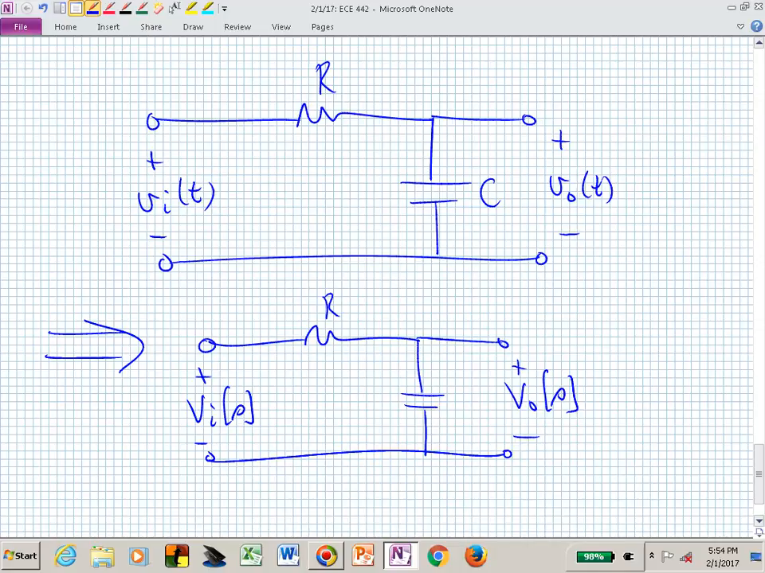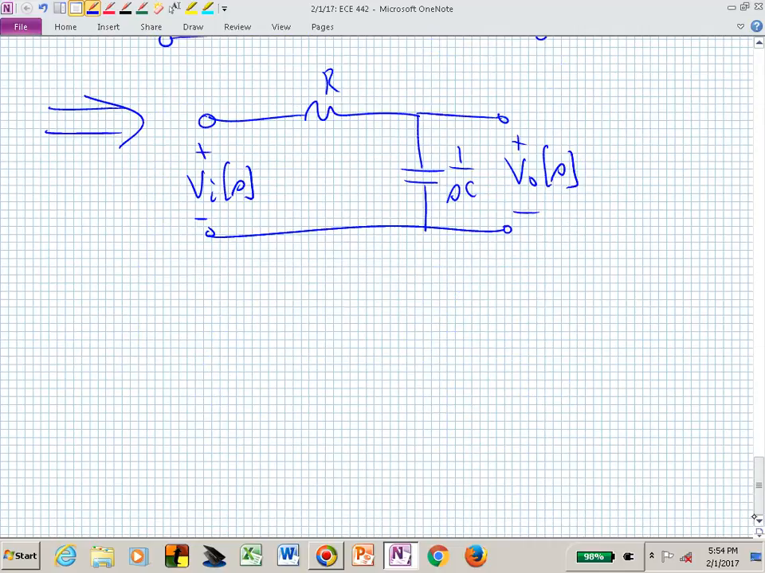What's the impedance of a capacitor? 1 over SC. And we can analyze this with our favorite technique. If somebody wants to do a voltage divider, that's fine. Or if you don't remember how to apply a voltage divider, that's fine also. You can apply KVL. Any favorite analysis? All right, you don't know how to do KCL. Whatever you want to do, you can analyze this waveform.